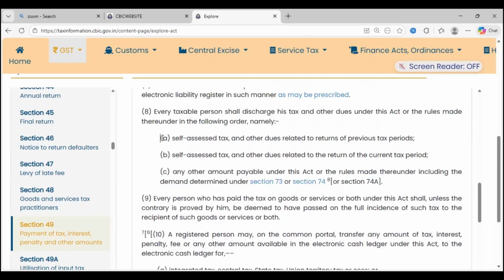Now, point number 1, self-assessed tax. What do you mean by self-assessed tax? This is a tax which I ascertain that I have to pay. Now, self-assessed tax pertaining to a previous tax period. Is there any possibility that I have ascertained for the previous tax period but not paid? Is there any possibility? Now, it seems like not possible. I'll come back to the Word document to make you understand this.